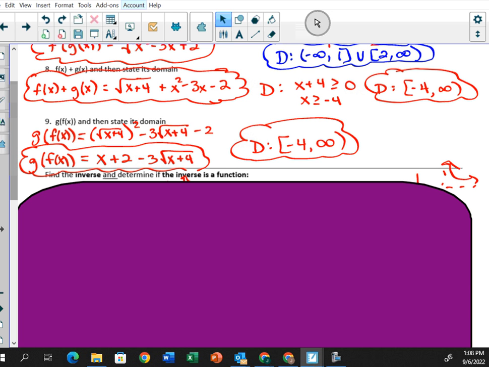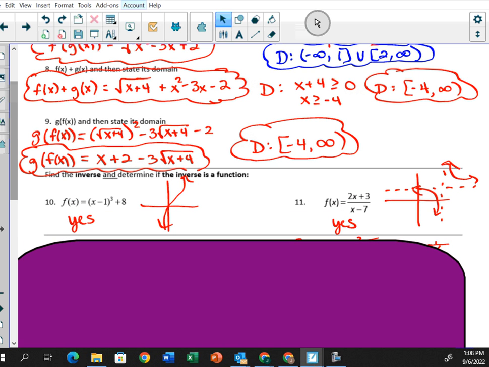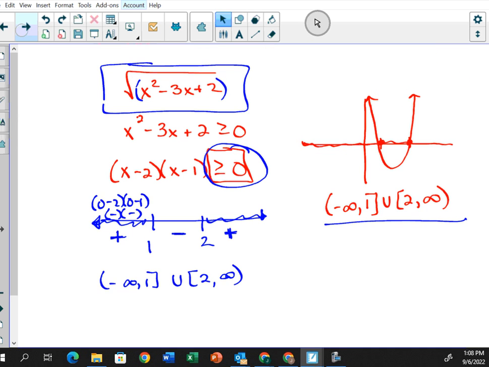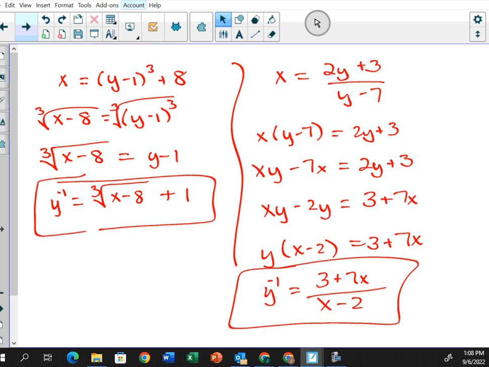You got it? Okay. The next one, find the inverse and determine if the inverse is a function. Both of the inverses are functions. I clearly did not leave enough room for you guys to write the inverses. So let's see. I did them somewhere here. There we go. There are your 2 inverses.